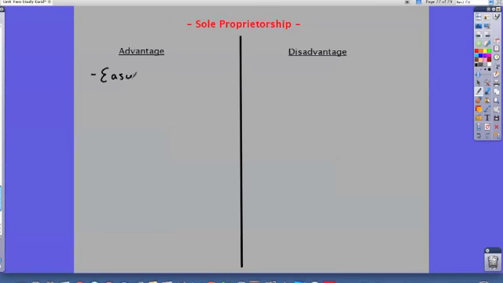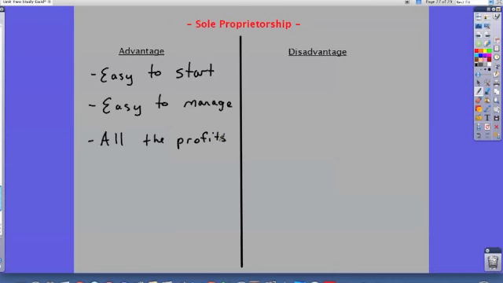The first advantage of a sole proprietorship is it is easy to start. Basically what that means is if you have enough money to start a business, you can start it. That is a sole proprietorship. You're running the business by yourself. Also, since you run it by yourself, it's easy to manage. You don't have to please anybody besides the consumer who's going to buy your product, but you're the boss. You make all the decisions, so it's easy to manage. And the best part about a sole proprietorship is all the profits go to the owner, which is you. You make the most money.